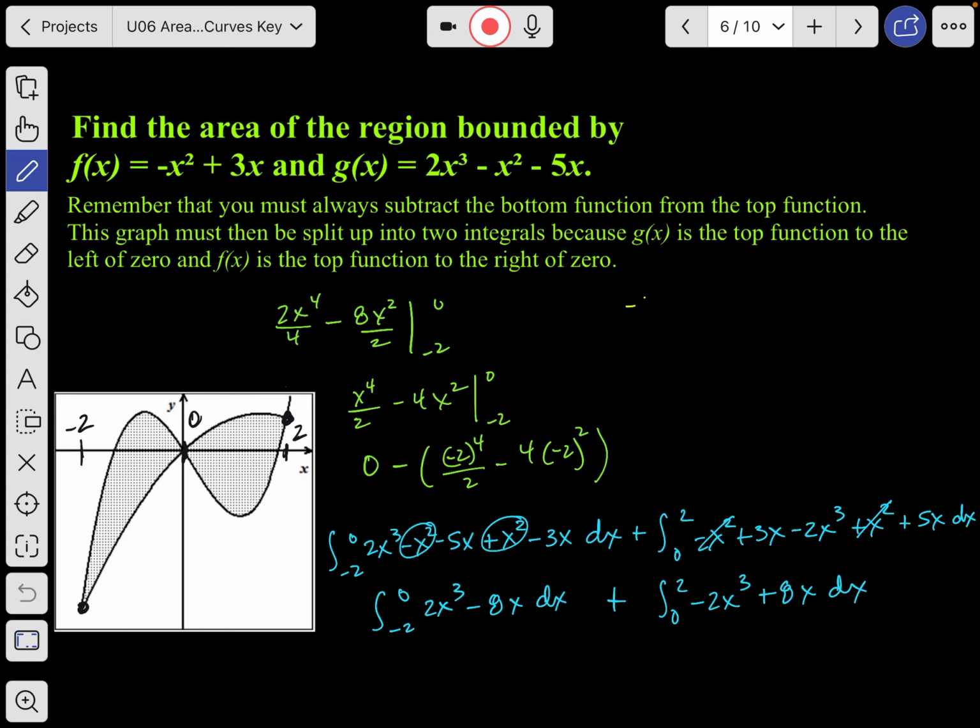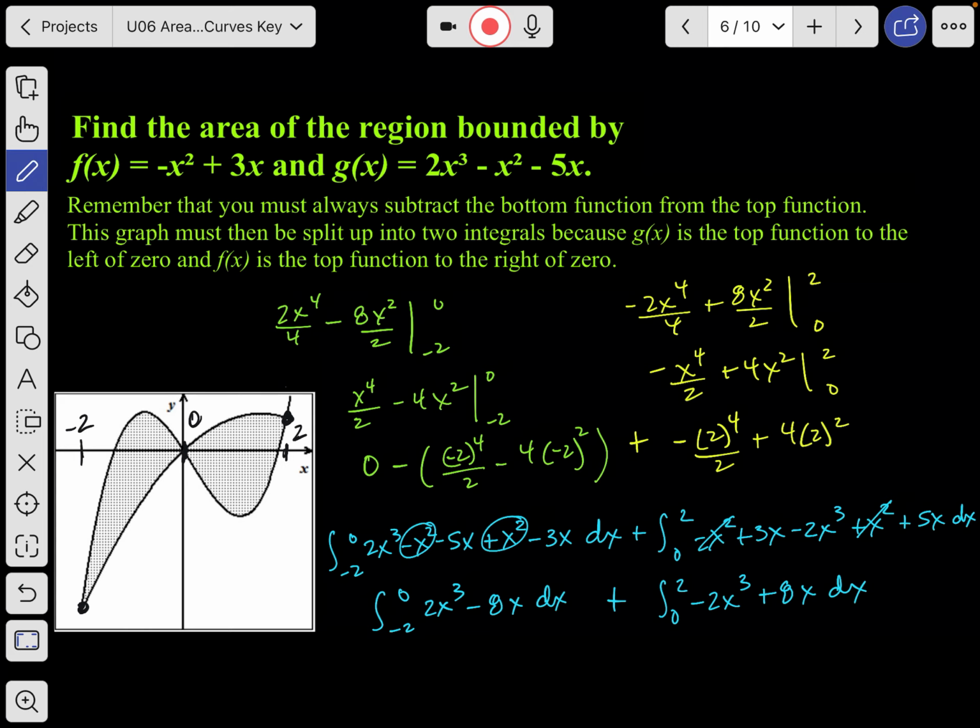integral. So this is going to be -2x to the 4th over 4 plus 8x squared over 2, and evaluated between 0 and 2. So if I clean this up just a bit, that's going to give me -x to the 4th over 2 plus 4x squared, evaluated from 2 to 0. And remember, we're going to be adding these two integrals together, so I'll just put a plus sign right here. If I substitute in the 2, that's going to give me -2 to the 4th over 2 plus 4 times 2 squared. And then if I substitute in the 0, it's all going to be 0. So I'll just put the little 0 over there.